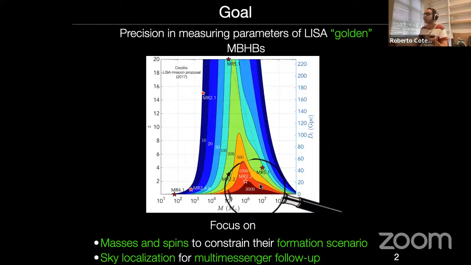We are interested in those, of course, for several reasons. And we want to understand how well we can measure their masses and spin to constrain the formation scenario, and also to understand how well we can sky localize them for multi-messenger follow-up. And in this case, there's some overlap with the other presentation that Sylvain made before. And in fact, he's an author of this paper as well.